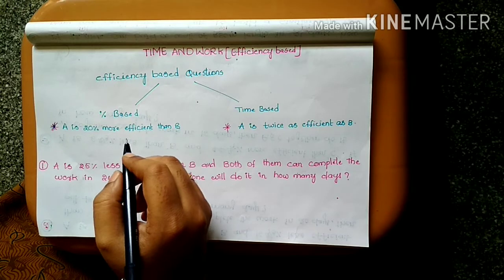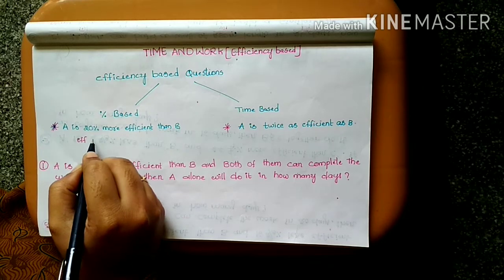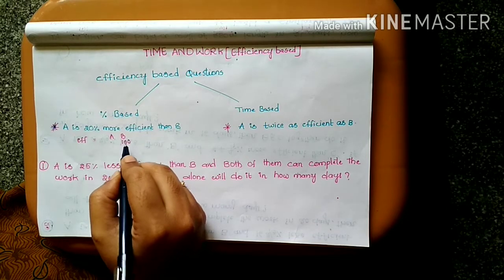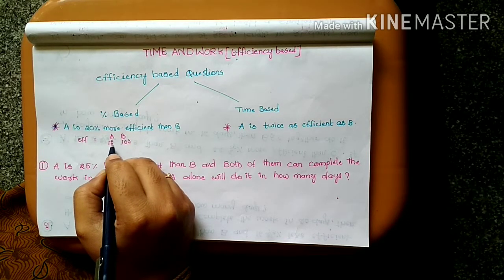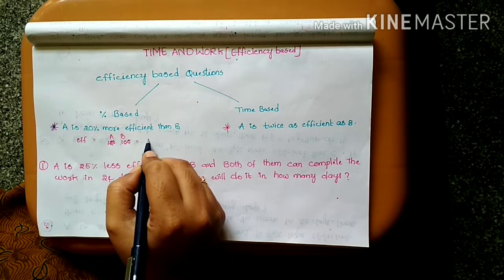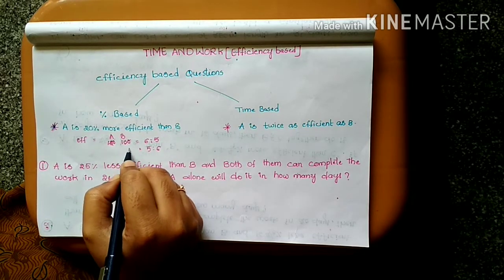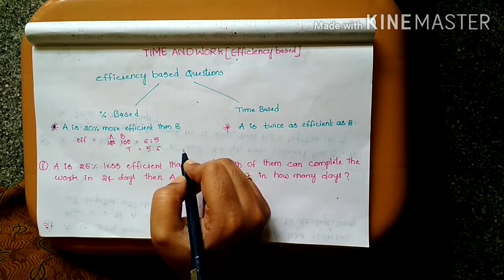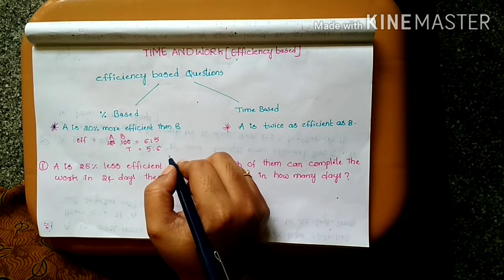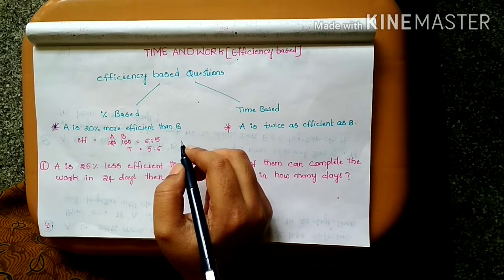Suppose A is 20% more efficient than B. In efficiency, A, B. Suppose B is 100 efficient, then A is 20% more, so 120. It is in efficiency, so 6 is to 5. In time, 5 is to 6. Because efficiency and time are inversely proportional. So, exactly opposite to efficiency. Time is exactly opposite to efficiency.